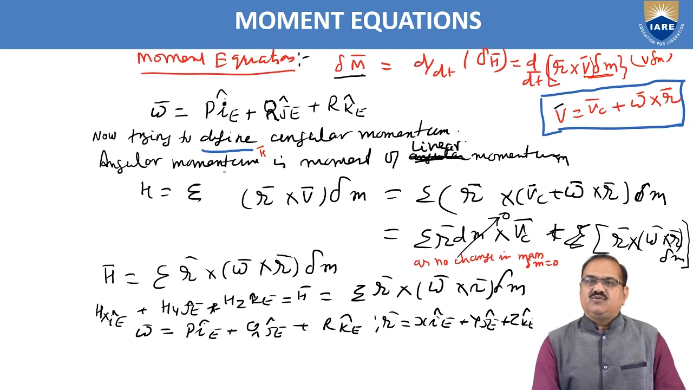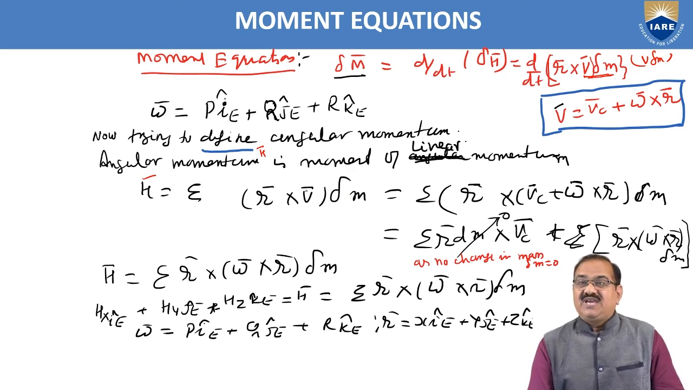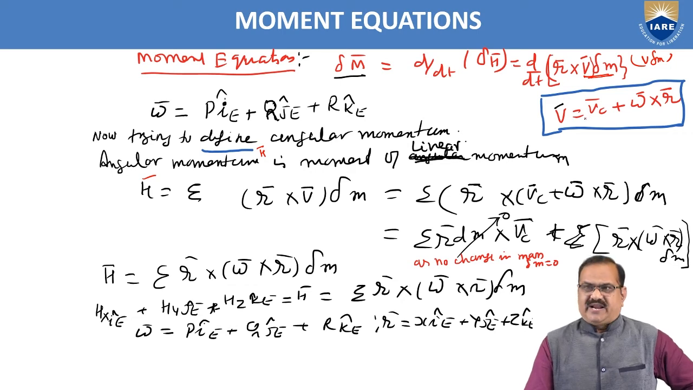So here h bar is equal to summation of r cross v bar dm. You can write here r cross, for v we can write vc plus omega cross r, dm. Here you can see v is equal to vc plus omega cross r. So vc is the velocity of the center of mass, and if you add omega cross r, then we will get v bar.